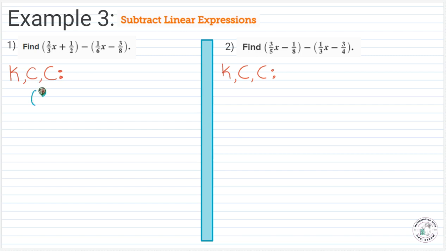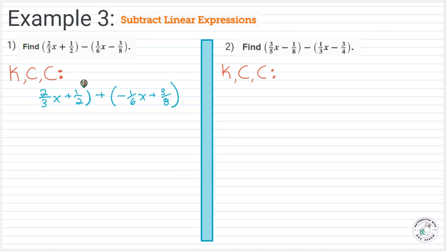So we're going to write 2/3 x plus 1/2. We're going to change the subtraction to addition. Then we're going to change that second linear expression to its opposite. So this is going to become -1/6 x plus 3/8. Then at this point, I'm going to ignore those parentheses. That's just what I like to do.